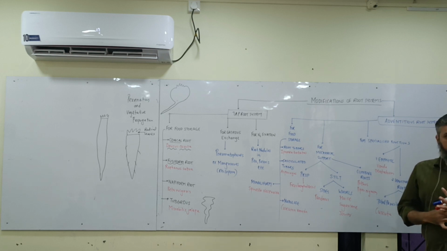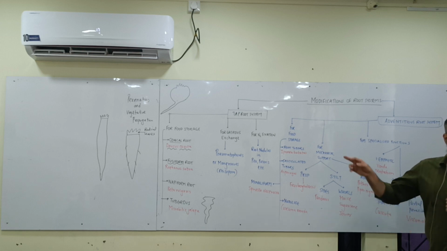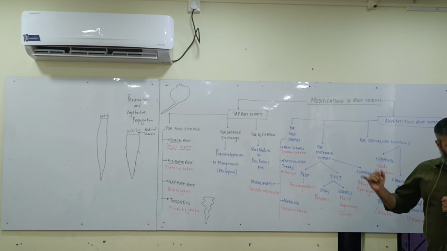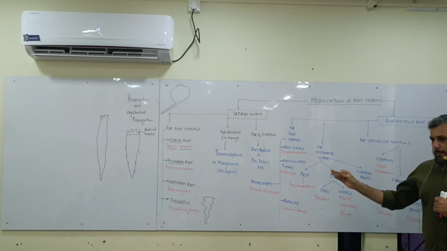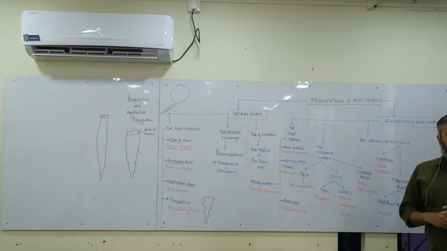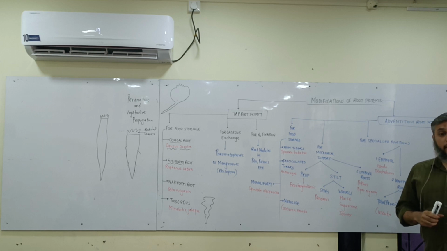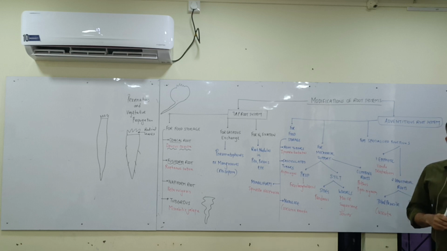Now, what are the different examples of food storage: conical, fusiform, napiform, tuberous. And this classification is based on the dash, shape of the primary root.